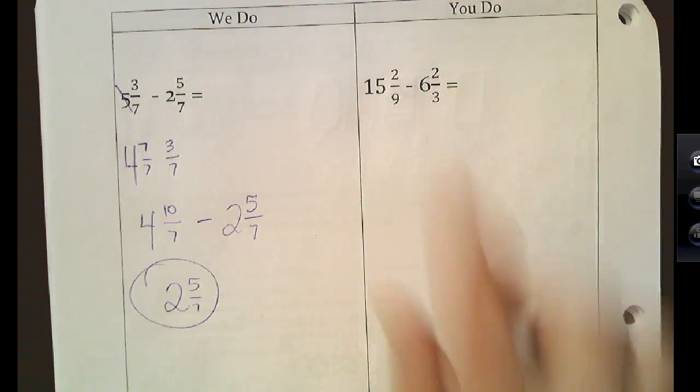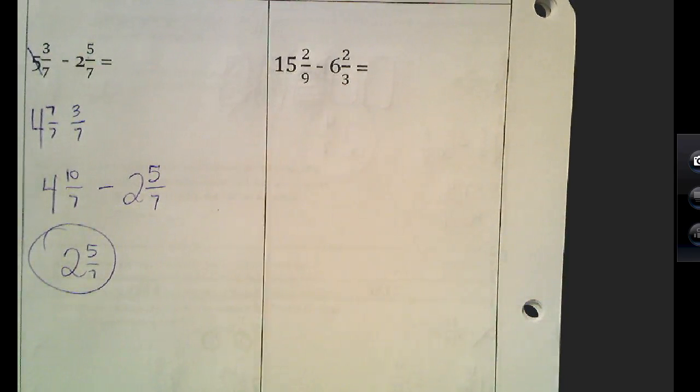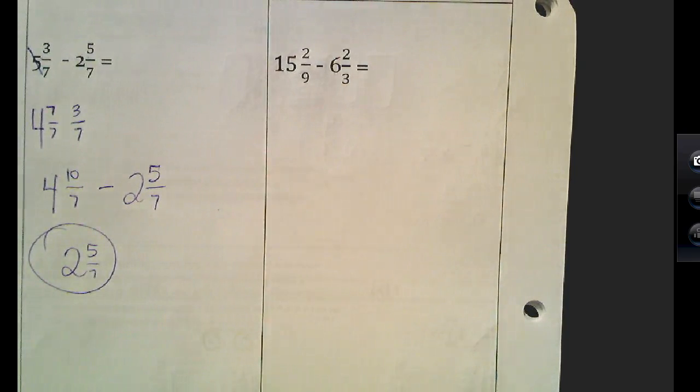Right, so you guys should be turning your 6-5 notes to this very last example that we have. 5 2/9, and we're taking away 6 2/3. Now, one thing that we really need to work on in here is active participation.